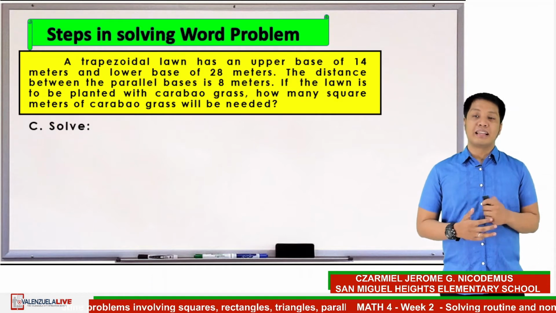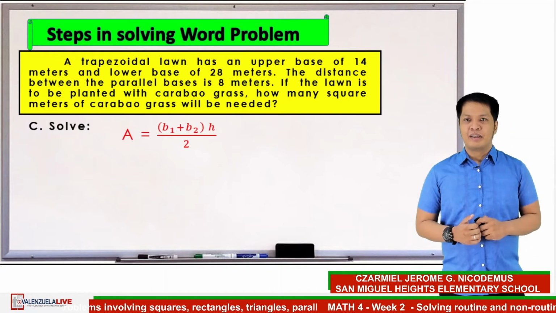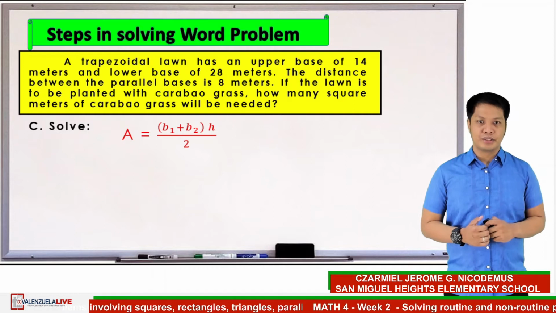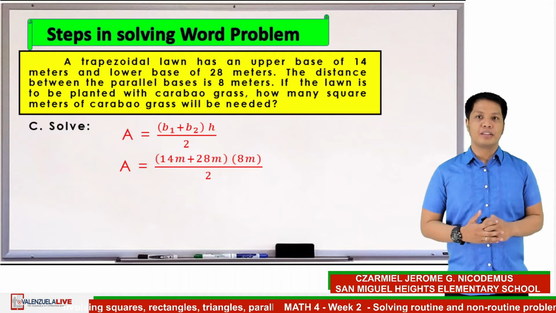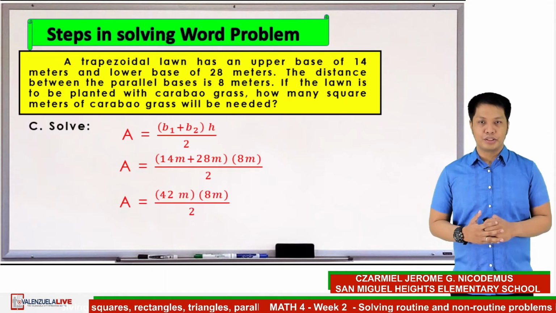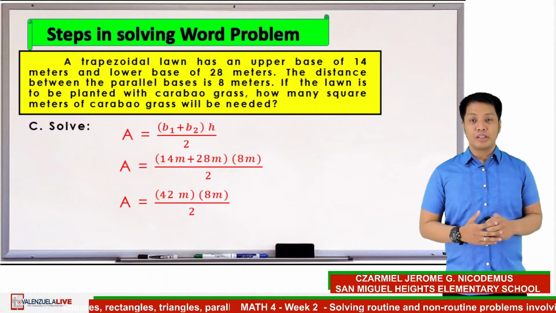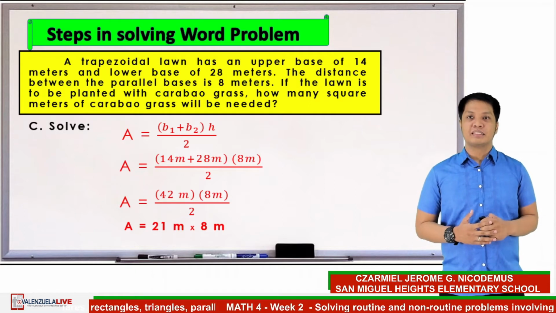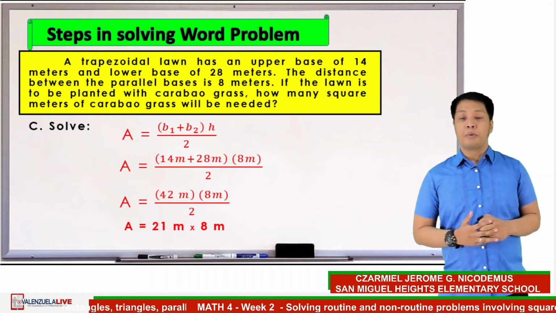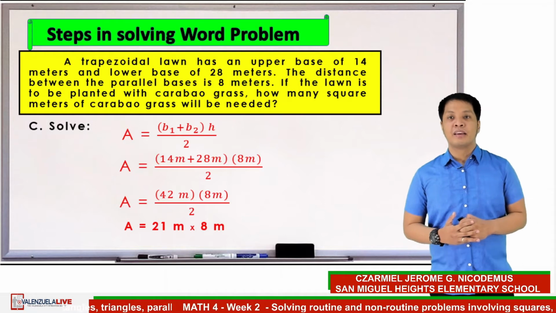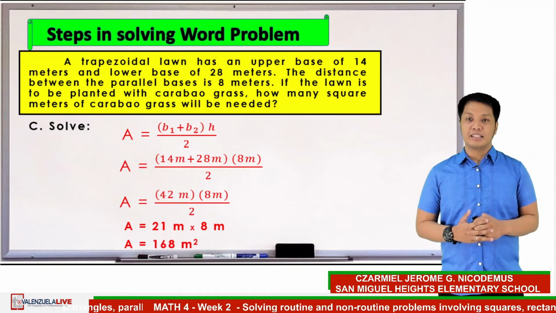So, the next step is to solve using the suggested formula. Base 1 is 14 meters, and base 2 is 28 meters. So, add them together, we get 42 meters. Then, multiply 42 meters by 8 meters, or we can also divide 42 meters by 2, which is 21 meters, then multiply by the height, which is 8 meters. The answer is 168 meters squared.